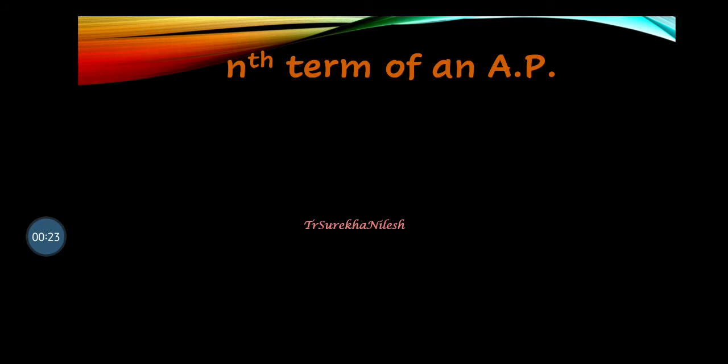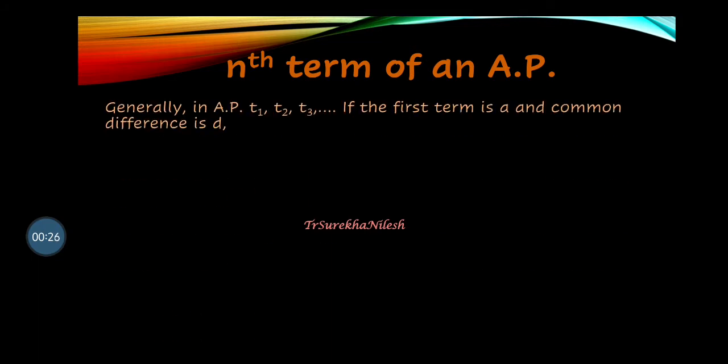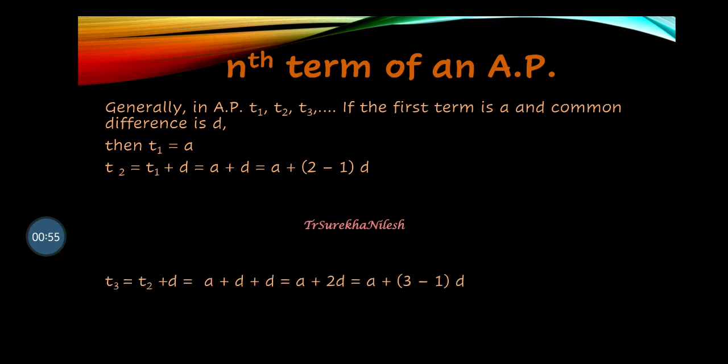Nth term of an AP. Generally in AP, T1 is the first term, T2 the second term, T3 the third term and so on. If the first term is denoted by A and the common difference is D, then T1 equals A. The second term, T2, equals the first term plus the difference, that is A plus D, which we can write as A plus 2 minus 1 times D.